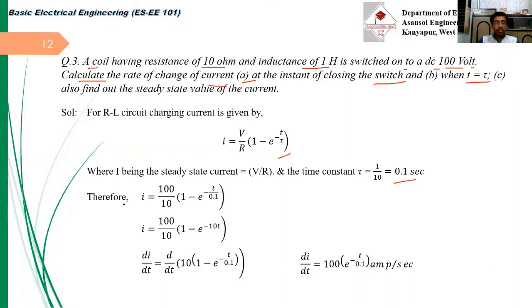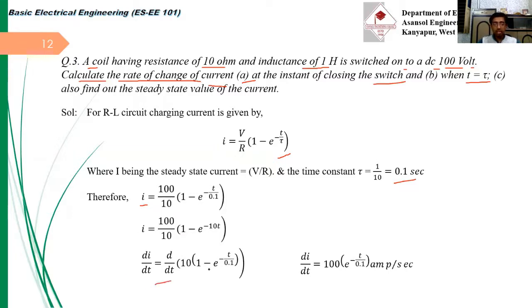So its value is 0.1 second. Therefore, for the I value, put all these values. V value is 100, R value 10, 1 minus e to the power minus t by 0.1. So this is our current. Okay. Now we have to calculate the rate of change of current. What is the rate of change of current? That is di by dt. We have to differentiate the current with respect to time.